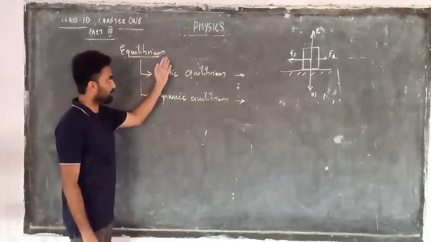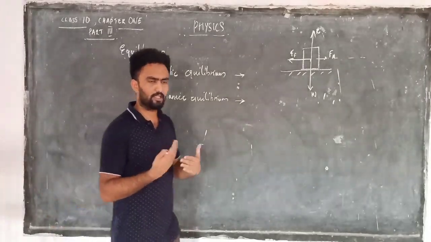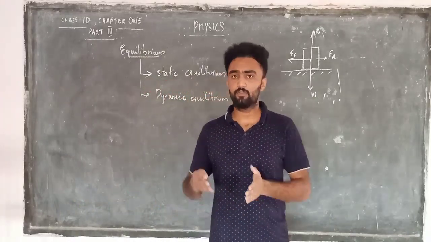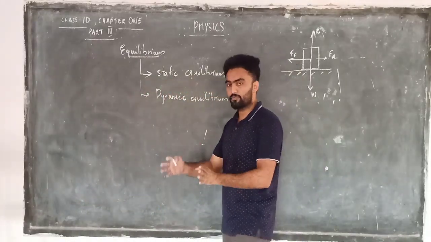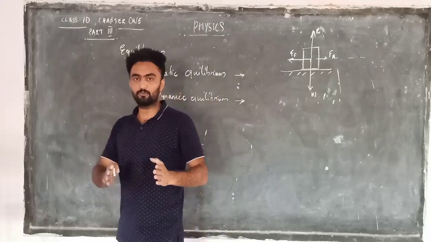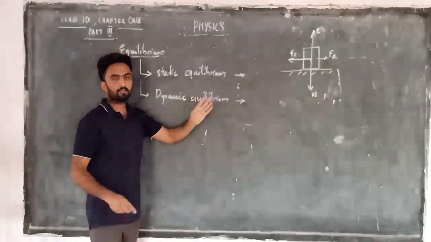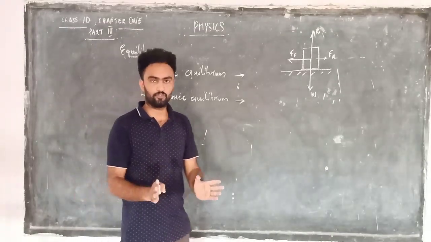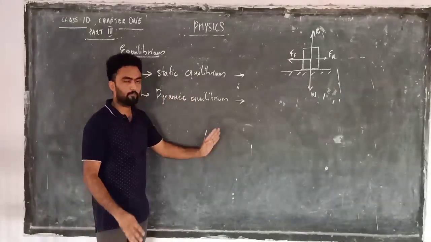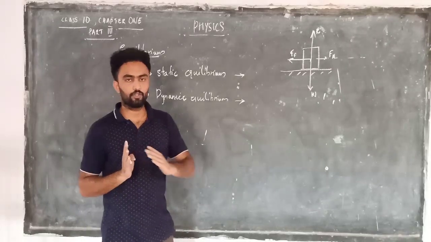Clear? So equilibrium means that even under the action of some external forces, the body remains in a state of rest or uniform motion, and then we can say the body is in equilibrium. Two types of equilibrium are there. Static equilibrium, which is the case for bodies at rest. Then dynamic equilibrium, in which the bodies are moving with uniform motion.